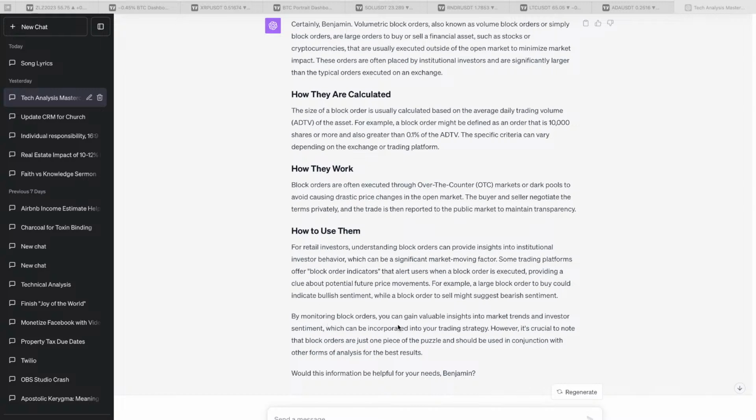By monitoring block orders, you can gain valuable insights into market trends and investor sentiment, which can be incorporated into your trading strategy. However, it's critical to note that block orders are just one piece of the puzzle and should be used in conjunction with other forms of analysis for the best results.